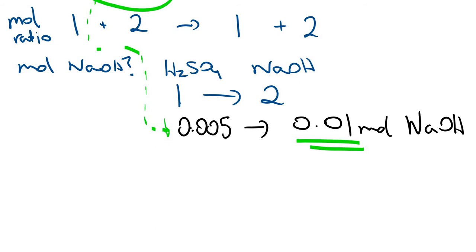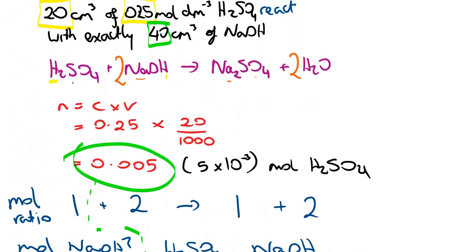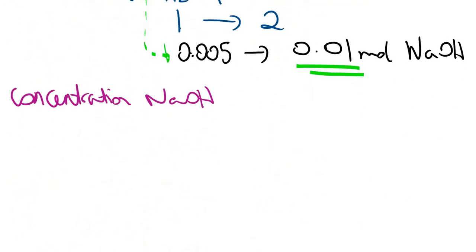Now, the last step is to work out the concentration of NaOH. Well, if I know the number of moles of NaOH, and I know the volume of NaOH was 40 centimeters cubed, well, we just rearrange the concentration moles formula. Number of moles is equal to concentration times volume. Therefore, concentration is equal to the number of moles divided by the volume.